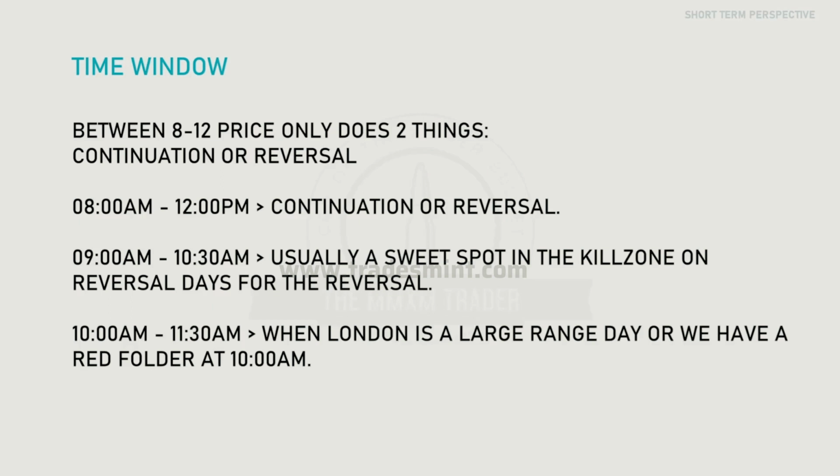Now, 9 a.m. to 10:30 a.m. EST is usually the sweet spot in the kill zone for reversal days, for the reversal pattern. So we'll outline this in the charts coming up and we'll see how that is formed. And then we have 10 a.m. to 11:30 a.m. This is when London had an extremely large range, or we have a red folder at 10 a.m.